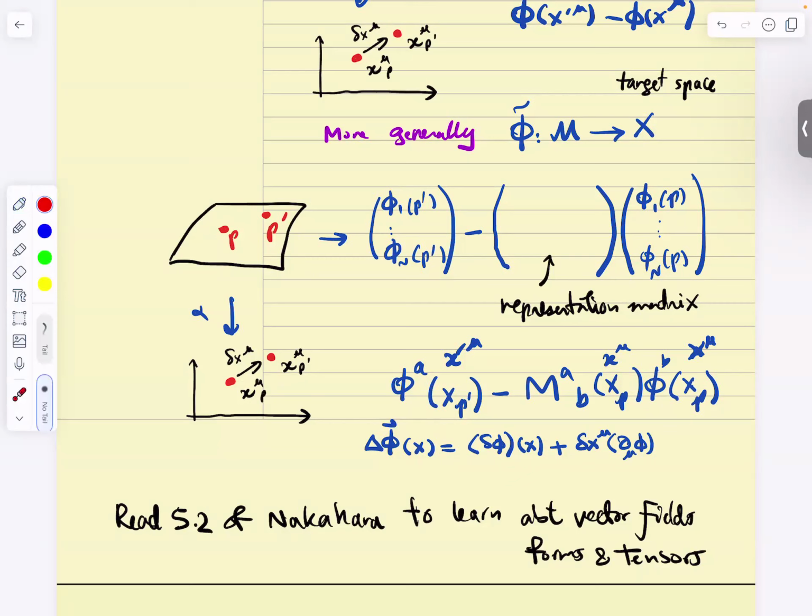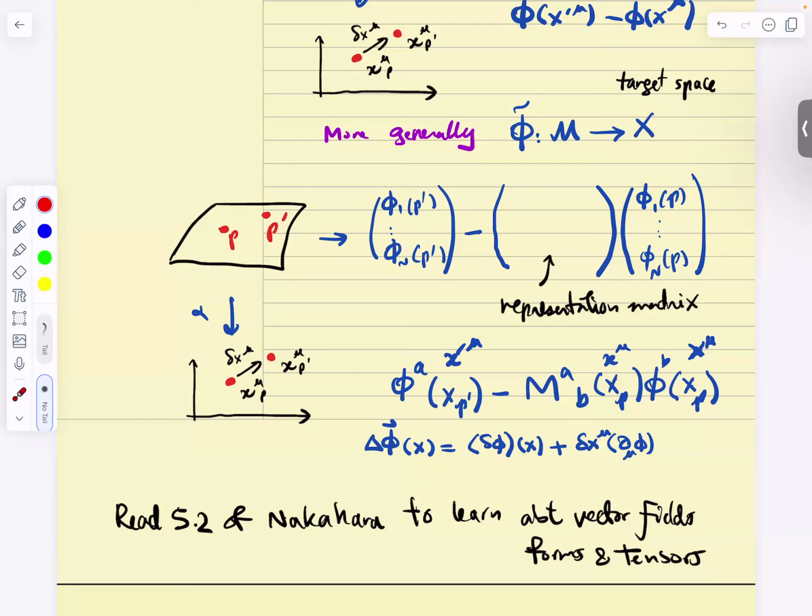This is a vector. This is the active picture, okay? Forget about the passive. The total variation of the field is a variation due to this matrix plus a variation due to the fact that you have moved the points. Good. This is what it means to transform in a non-trivial representation. And then that subtraction is equal to a small delta phi of x.